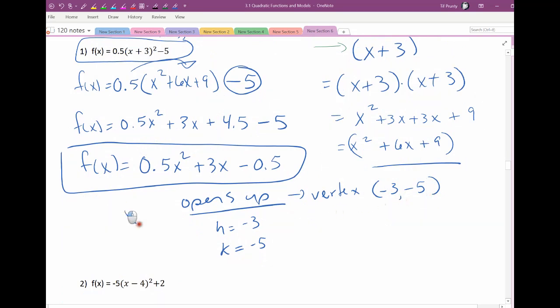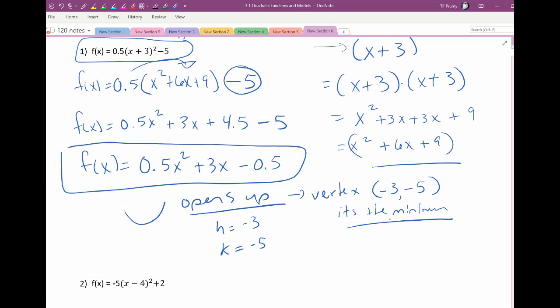And I know since it opens up, it's the minimum. Right? It would be the minimum value of my function. Negative 5 would be the smallest my function ever hits. Okay, so that's the vertex form.